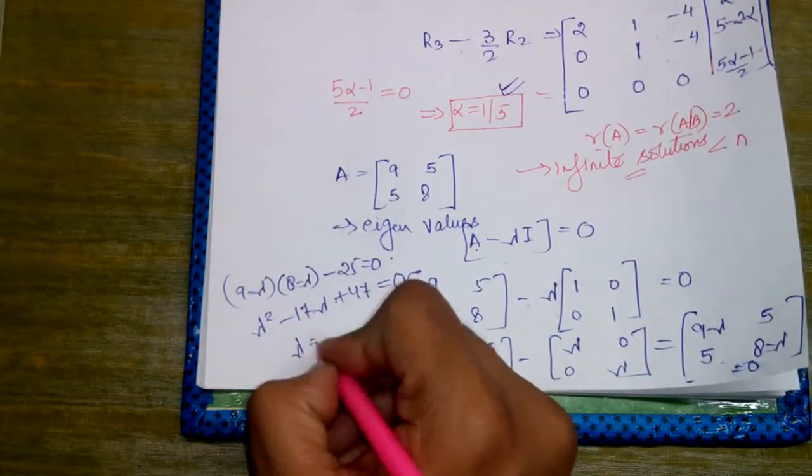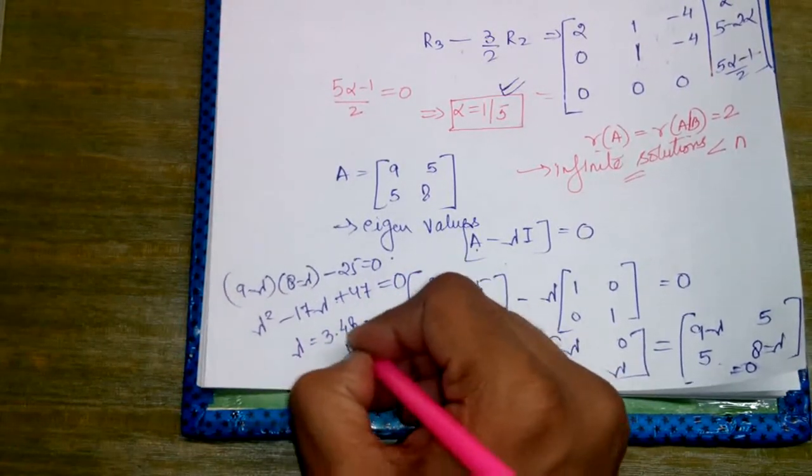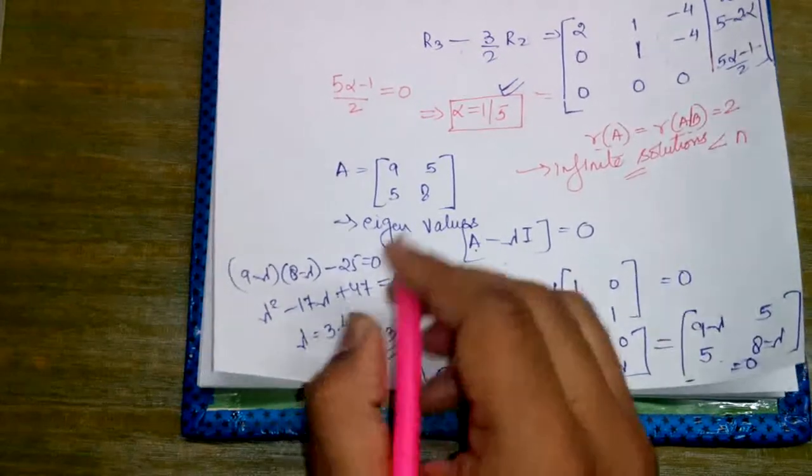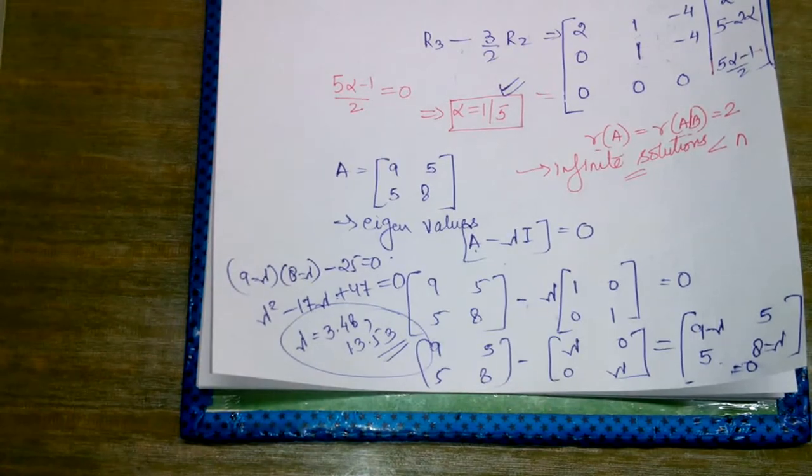So the lambda values will come out to be, I'm directly writing the answer, 3.48 and 13.53. So these become the eigenvalues of the matrix.